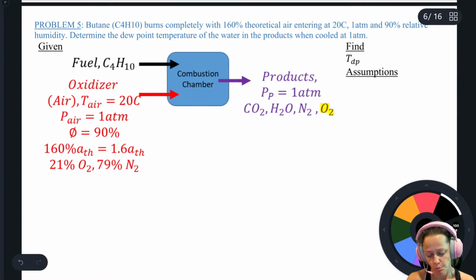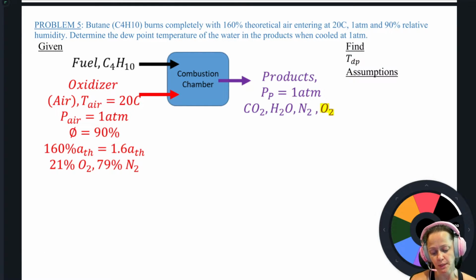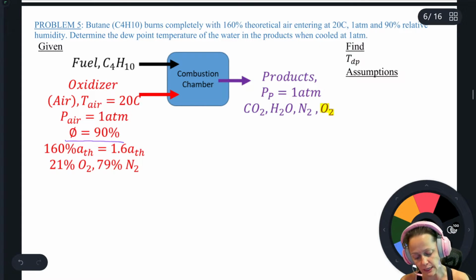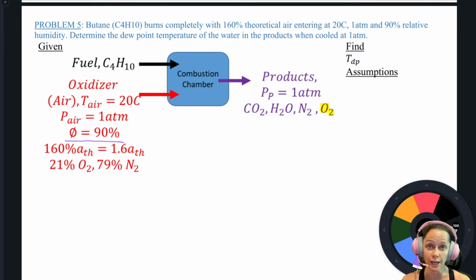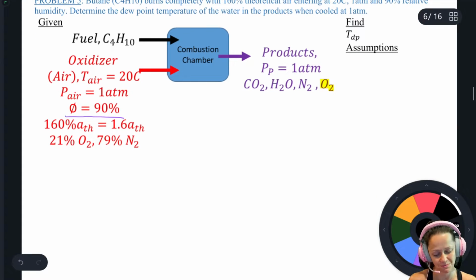All right. Problem 5, we have butane, C4H10, burns completely with 160% theoretical air, entering at 20 degrees Celsius, 1 atm, 90% relative humidity. So this is kind of interesting because we have a relative humidity of 90%, which tells us that we have moisture in the air. So we have to be very careful when we get our balanced equation. So let's start working it.